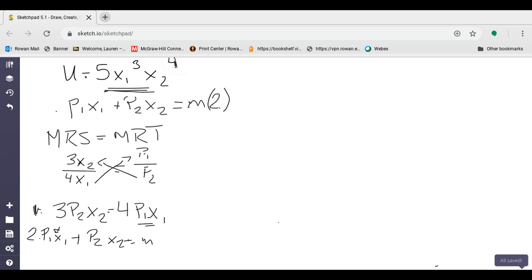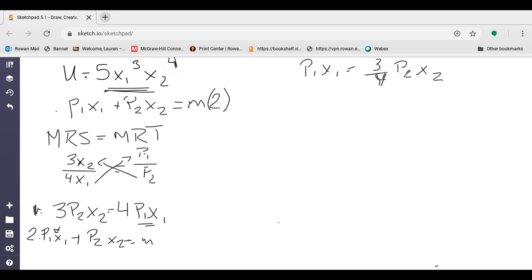So P1x1 from number 1 equals 3/4 P2 x2. And I'm sorry about my stylus. I ordered a new one, so I'm just waiting for that. This one's not too great on the touchscreen.